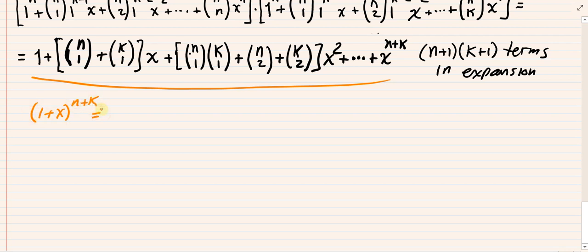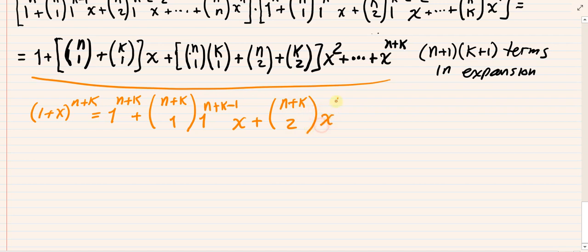Now that expansion, what is that going to look like? Well, that expansion is going to be 1 to the n plus k plus, and then we go down the factorial patterns. It's going to be n plus k choose 1, 1 to the n plus k minus 1, and then you have, of course, x, and then so on and so forth. N plus k choose 2. I'm going to drop the 1 to the power and just keep the x squares and the powers on x. And the last term, of course, is going to be x to the n plus k, right?